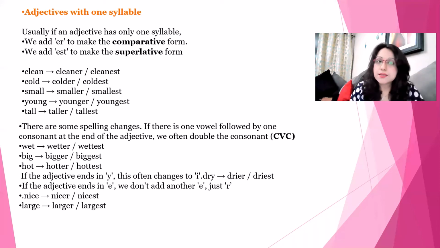We learned that for one-syllable adjectives, we add ER to make our comparative, and we add EST to make our superlative form. And if you have a CVC rule, which is consonant, vowel, consonant, you double the last consonant, okay? And then you add your ER. If an adjective ends with a Y, what do we do? We remove Y and we add I, and then we add our ER and EST. Similarly, if it has E at the end, we do not double it, we just add our R and ST, okay? Moving on to the next slide.